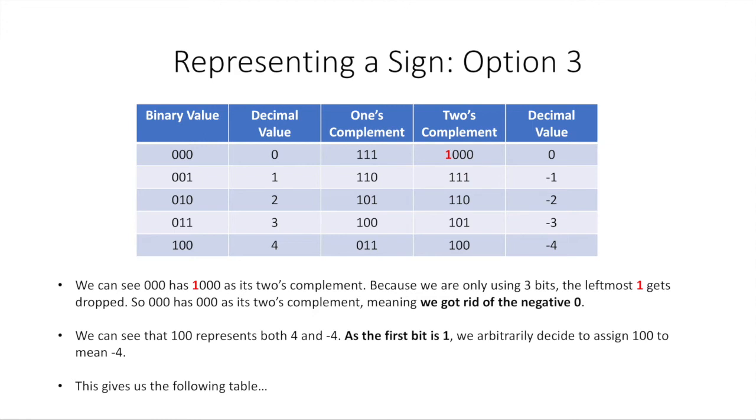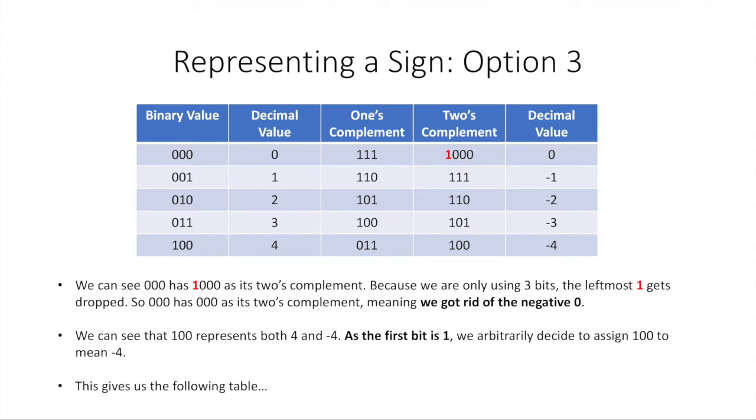Okay, for 4, it's a little tricky here. So 4 is 1, 0, 0. We flip the bits. That becomes 0, 1, 1. To which we do a binary addition of 1. The 2's complement is 1, 0, 0. That turns out to be the exact same number we started with, which was 4. Okay, so that's a problem.